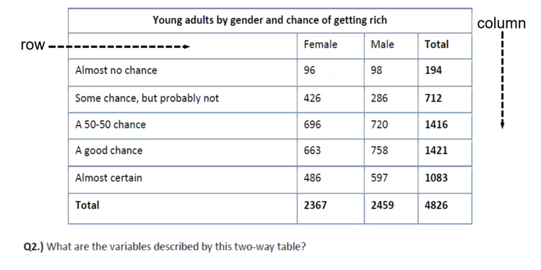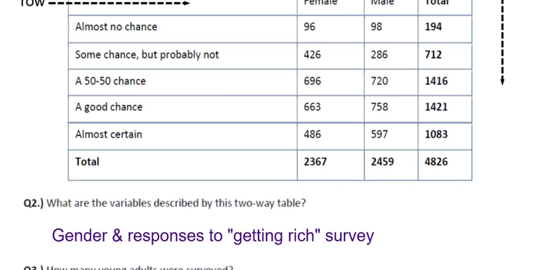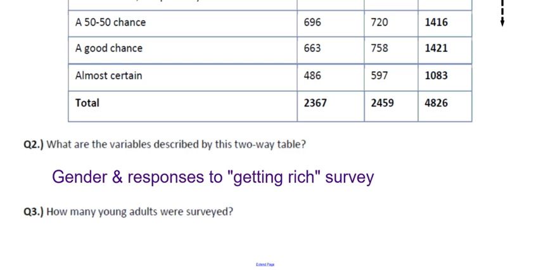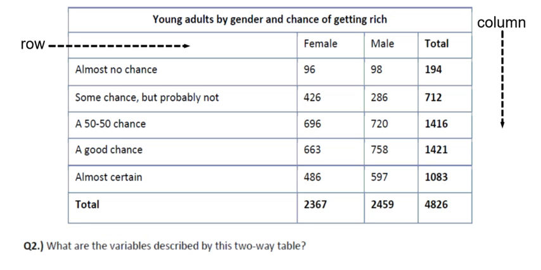So question 2 asks, what are the variables described by this two-way table? Well, the almost no chance, some chance, that is just the response to the survey. And female, male, that would be their gender. So the variables described by this table are gender and responses to the survey. And then the next question here asks how many adults were surveyed. And that's going to be your total in the bottom right corner.